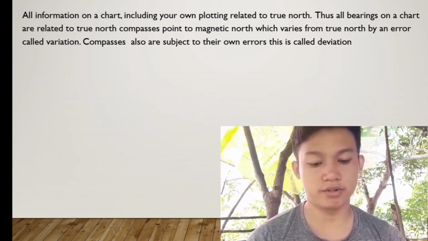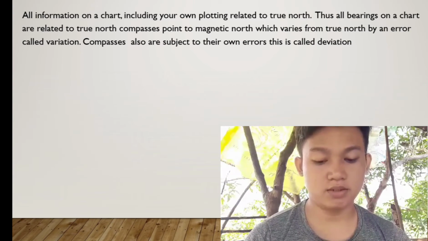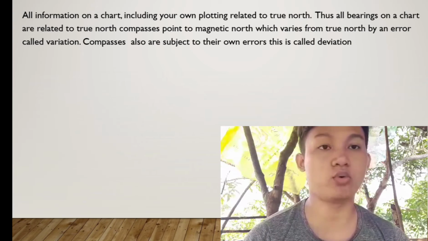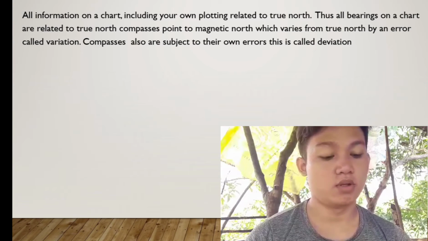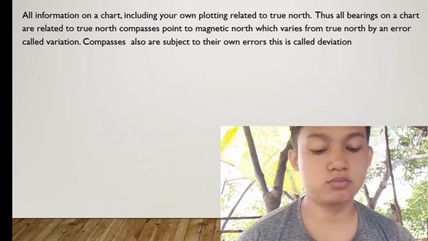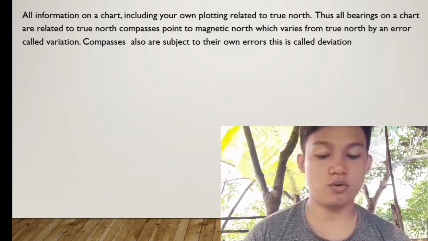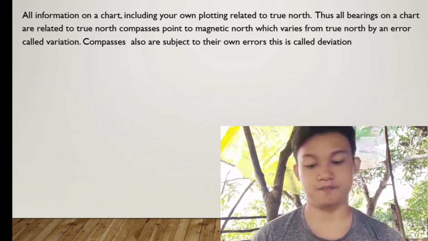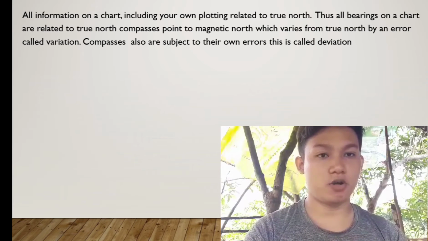I'm here to report about correcting compass, which is variation and deviation. All information on a chart, including your own plotting, is related to true north. Thus, all bearings on a chart are related to true north. Compasses point to magnetic north, which varies from true north by an error called variation. Compasses are also subject to their own errors. This is called deviation.